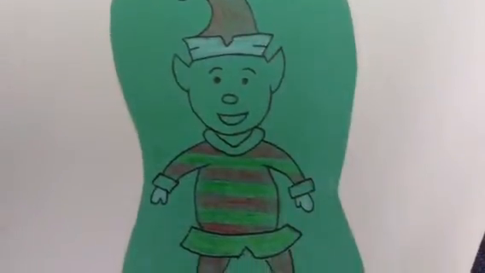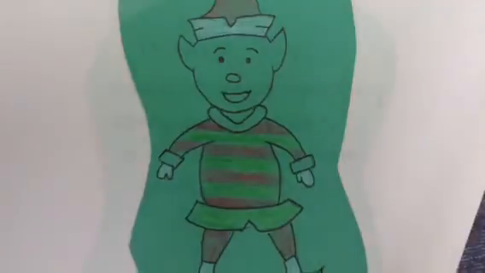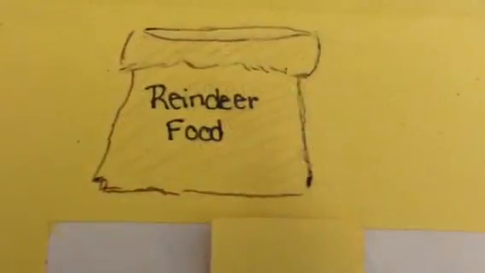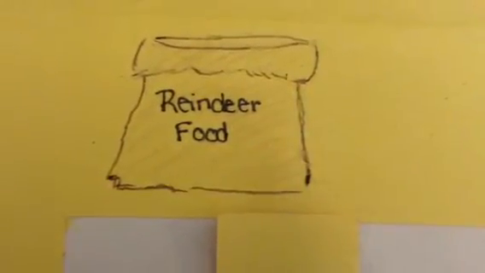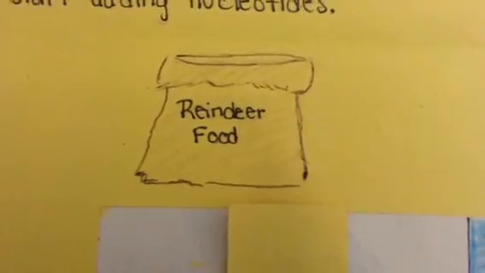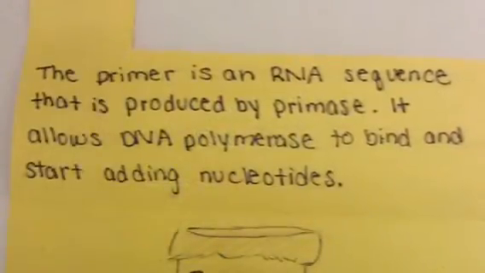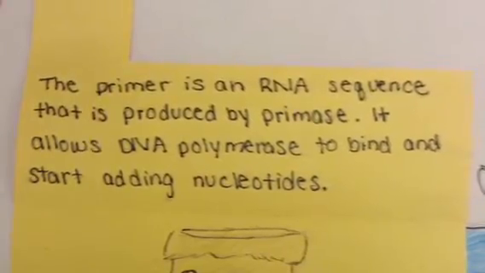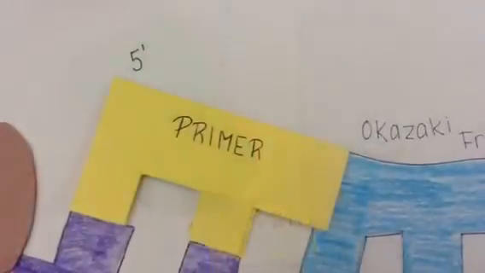Once Rudolph has cleared the path, Santa's little helpers prepare the houses on the path, or the genes, by sprinkling them with their reindeer food. This reindeer food signals to the reindeer where to stop and drop off presents. Without the food, the reindeer would not be capable or know where to begin. The reindeer food represents the primers that are put down by primase. They serve as starting places for DNA polymerase to begin adding bases.